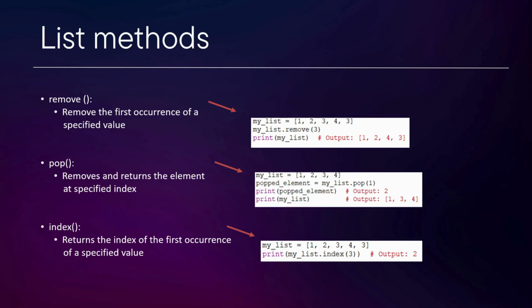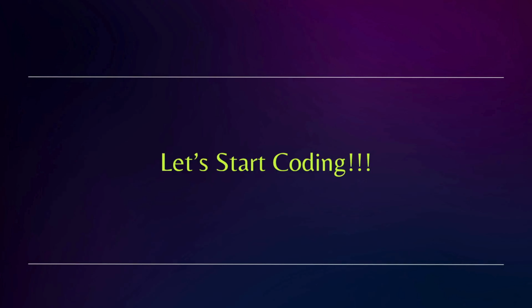So the value at the first index is 2. So the output is 2 for popped element because the value is returned. Then we have the list again. The value is removed from that list because we've already popped it, and this is the list that remains. And then we have the method called index. This again returns the index of the first occurrence of a specified value. Whatever value we give, it will return the first occurrence of that particular value. So these were the main methods that we use for lists, and now let's start coding and see them in action.